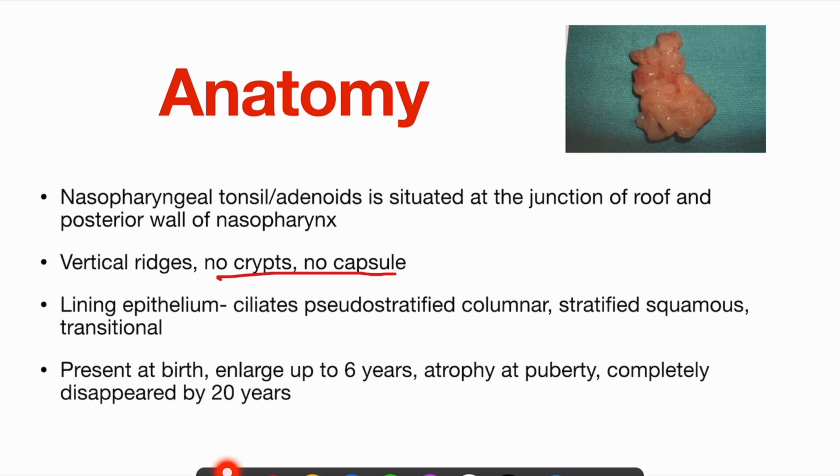So these adenoids are present at birth. They enlarge up to 6 years. They atrophy at puberty and they completely disappear by 20 years. This is an important point, that adenoids are basically a normal thing which is present at birth. It enlarges up to 6 years whenever there are infections or any upper respiratory tract infections, or if the child is suffering from sinusitis or rhinitis, these enlarge and they atrophy at puberty and disappear by 20 years.